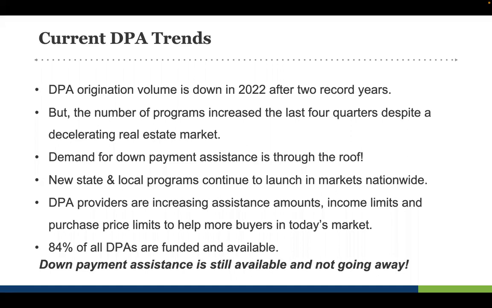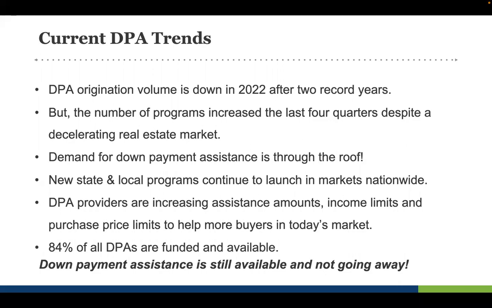But part of what we do is track and monitor and keep current details about whether or not they have money, their income limits, their purchase price limits, how many dollars you get, if or how that's repaid, and so forth, so that you don't have to worry about monitoring those details. You can focus on engaging buyers in conversations about these solutions. All of this is to tell you down payment assistance is still available. It is not going away.